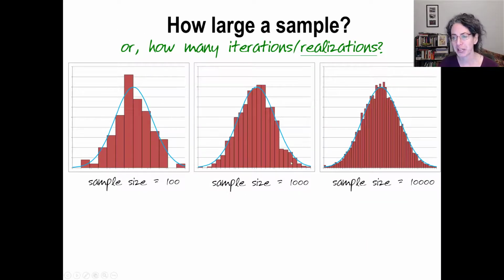So here are some larger samples. Right? So when asking how large a sample, we can also ask that as how many iterations or realizations. So in a Monte Carlo simulation, there's various words you can use, and I've been saying a sample of a given size, but we can also call those sample members iterations, or we can call them realizations. Right? So here's some larger samples.